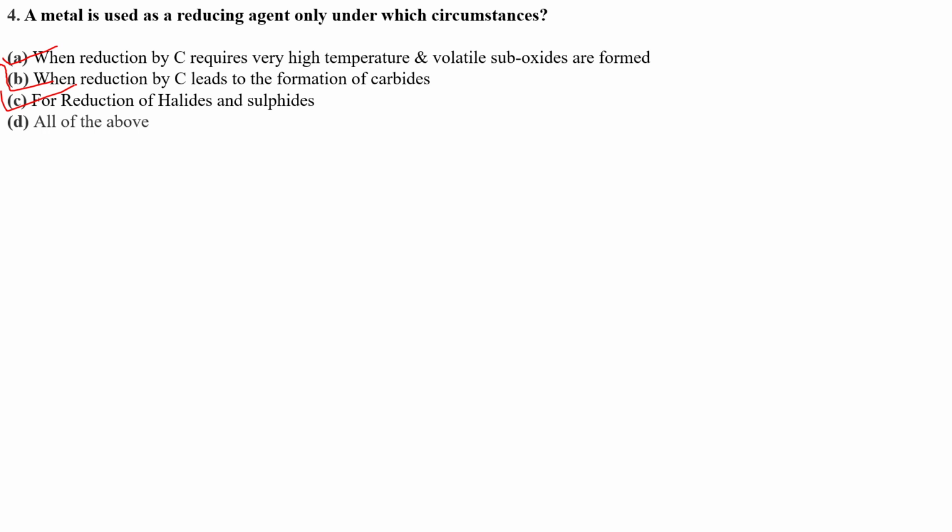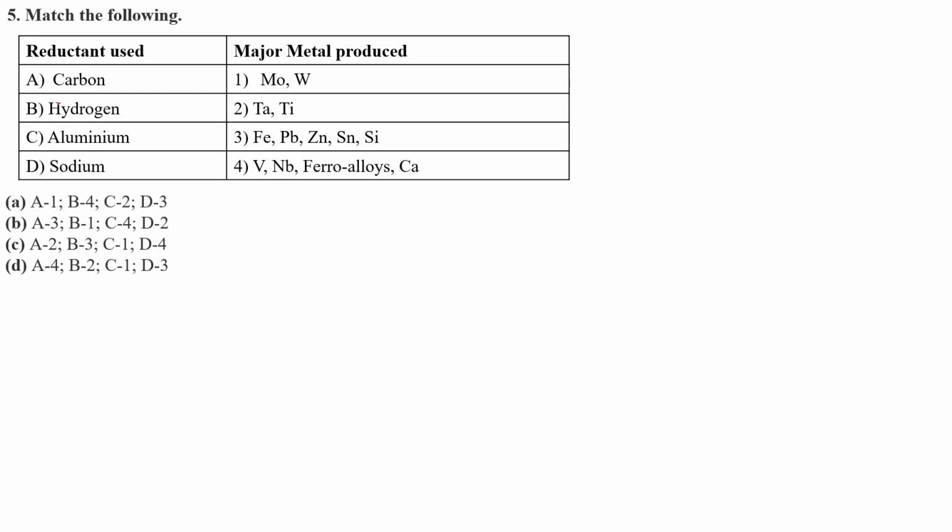the major problem is that at that temperature, these metals are going to get volatilized. So it will not be easy to capture them in the gaseous state and recover them from their sources. So in all these cases, we have to go with the metal as a reducing agent, considering the drawbacks of the carbothermal or hydrogen reduction processes for the production of these elements.